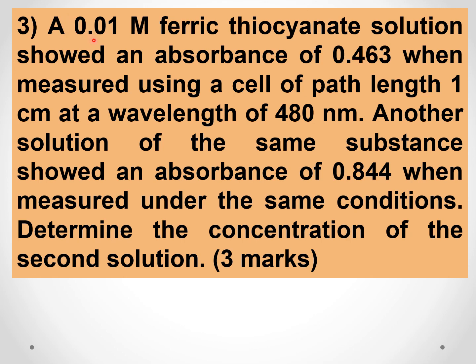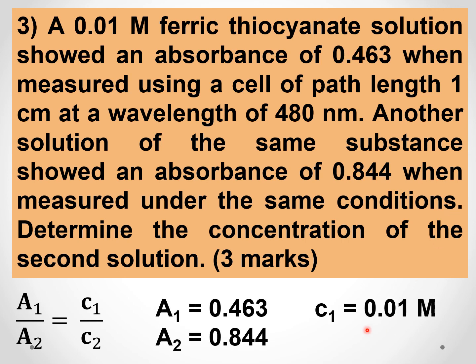So what is given here? 0.01 molar ferric thiocyanate solution showed an absorbance of 0.463. So this is the formula that you are going to use. A1 by A2 is equal to C1 by C2. C1 is 0.01 molar. A1 is 0.463, that is given. Path length and wavelength are not required in this calculation. You can just avoid that. Then A2 is 0.844. From this we have to find out C2.